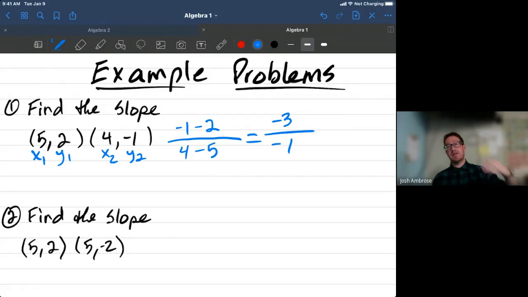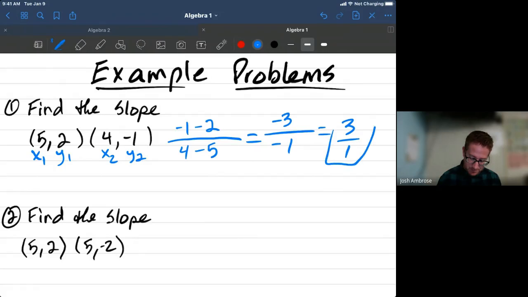Now, we have a negative over a negative, which will create a positive. 3 over 1. There's our value. And it's okay to put 3 over 1 because remember, slope is representing a rise over a run. So that's why it's not a bad thing to go ahead and include that 1 in the denominator.